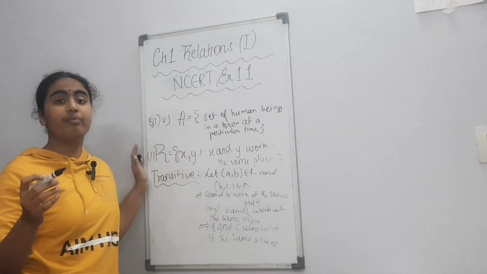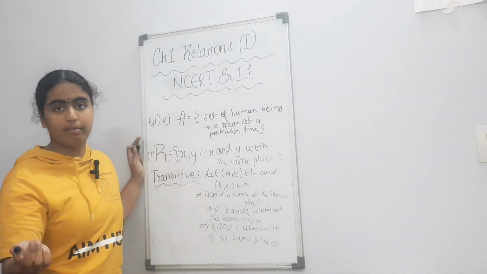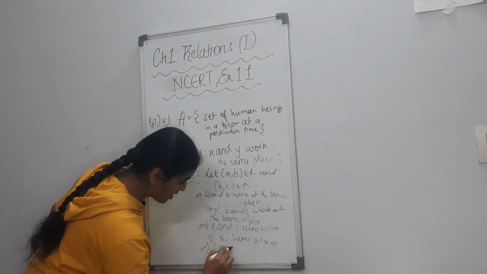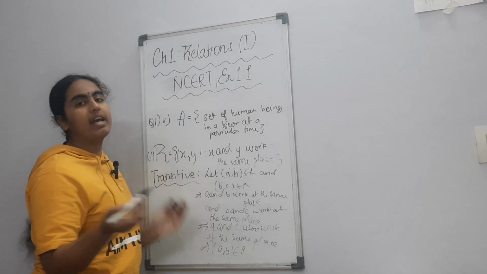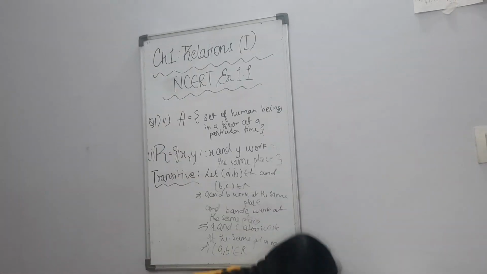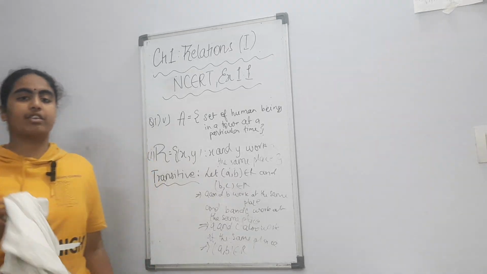Right? So, if A and C work at the same place, they satisfy the condition. This implies that (A, C) belongs to R, which implies that our relation is transitive. That is how we prove that a relation is reflexive, symmetric and transitive.